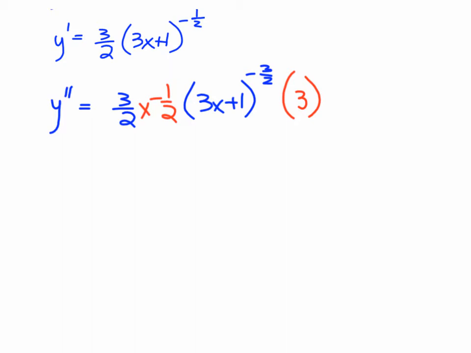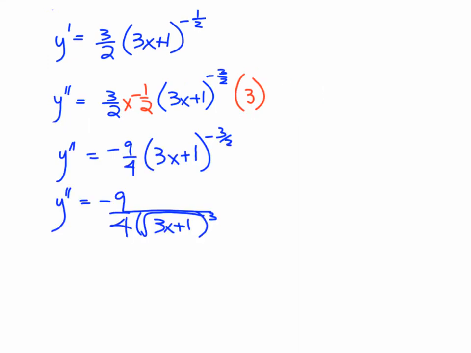So let's take a look at this again. I apply the power to the fraction in front, 3 over 2 times negative 1/2. Subtract 1 from the exponent, so I subtract 2 over 2, and that yields negative 3 over 2, times the derivative of what's inside, which equals 3. Simplifying this, I have 3 times 3, which is 9 in the numerator, negative 9, and 2 times 2 in the denominator is negative 9 over 4.